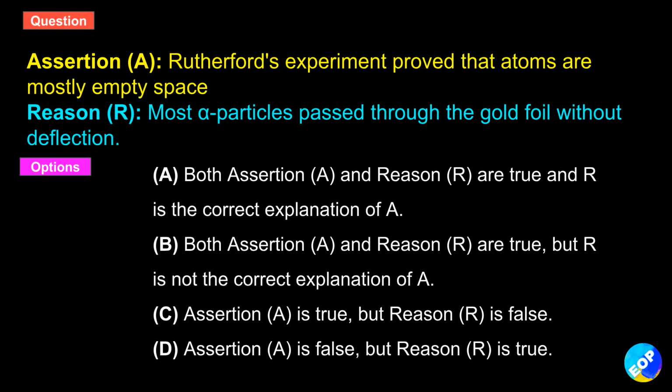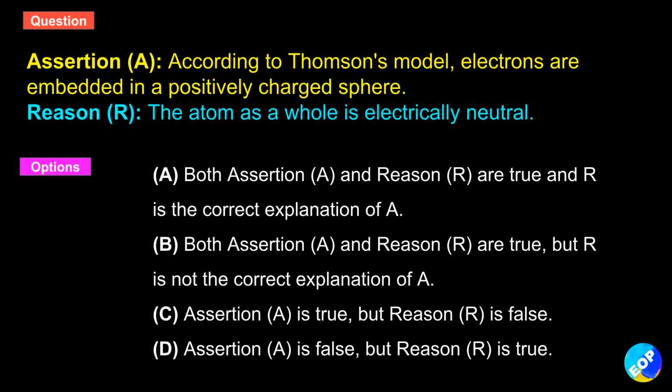A says Rutherford's experiment proved that atoms are mostly empty space. R says most alpha particles passed through the gold foil without deflection. Answer is A. Both A and R are true, and R is the correct explanation of A. A says, according to Thomson's model, electrons are embedded in a positively charged sphere. Reason R says the atom as a whole is electrically neutral. Answer is both A and R are true. R is the correct explanation of A.